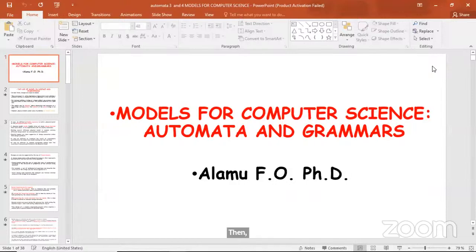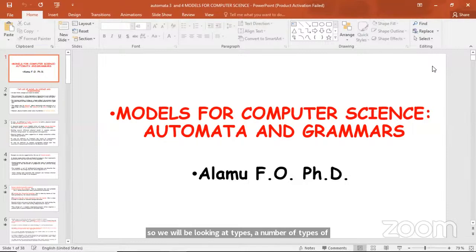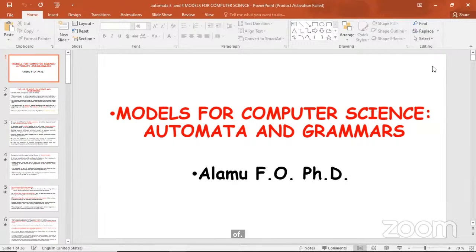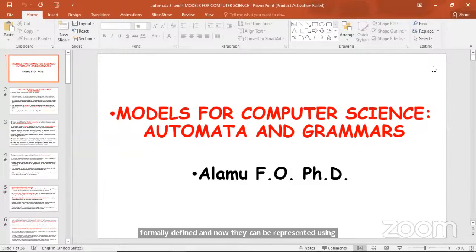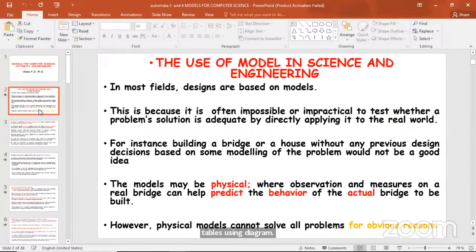So we're going to be looking at a number of types of model. Then we'll dive into computer models and automata, right? And we look at how some of these automata can be formally defined and how they can be represented using tables and using diagrams. So as a form of introduction, we want to look at the use of models in science and engineering, right? So in most fields, designs are based on models.